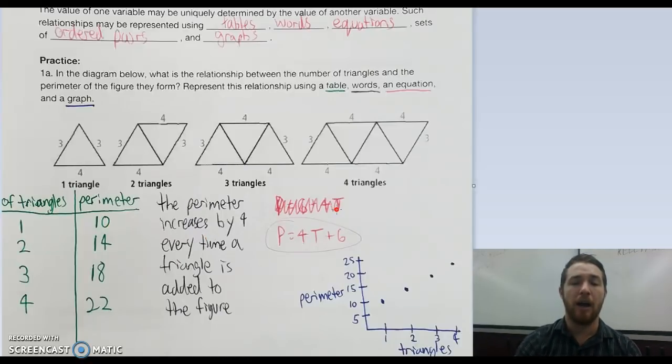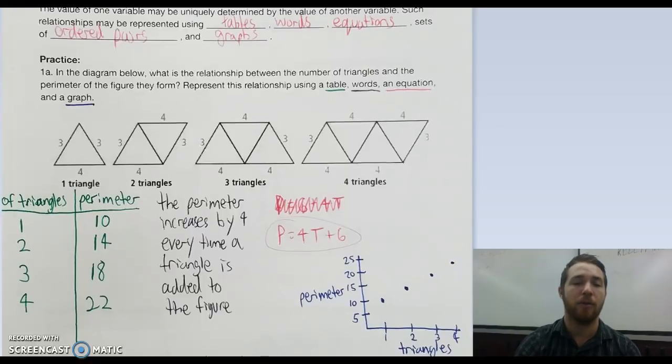Last part, now that I have my equation, or if I have some of my values from the table, I can put that information into a graph as well. Again, for the dependent variable, we want to choose the perimeter because it depends on the number of triangles that we have in our figure. So the independent variable is triangles, and the dependent is perimeter. If I have one triangle, that was 10, two triangles was 14, 3 was 18, and 4 was 22. We fit those into our graph and can see what kind of pattern that forms.